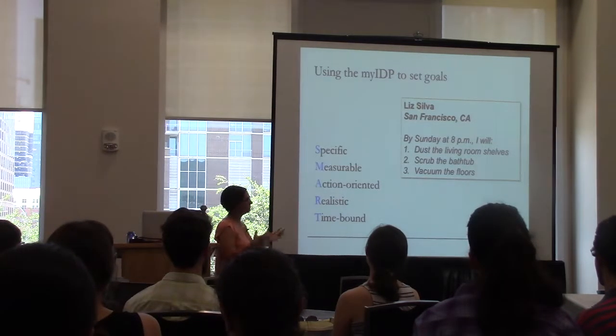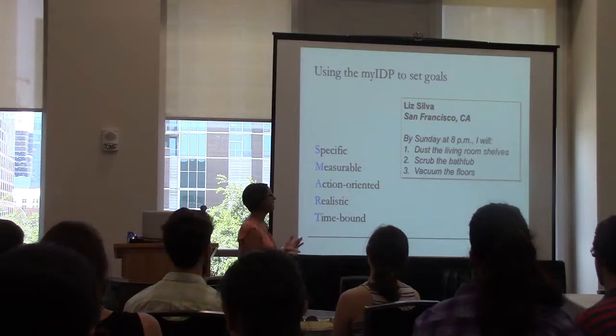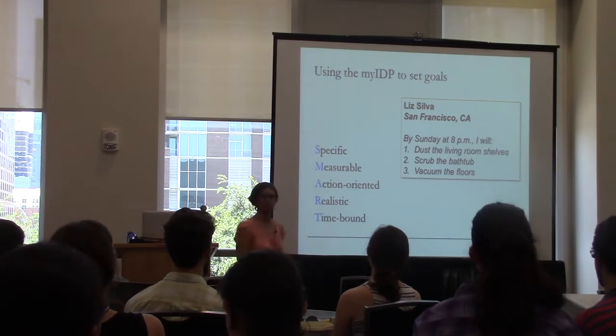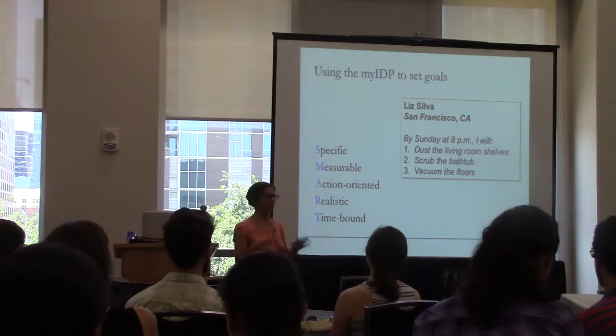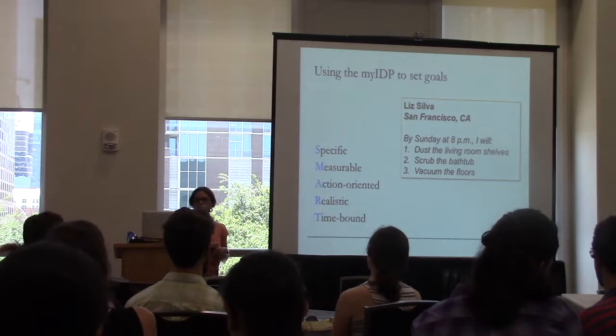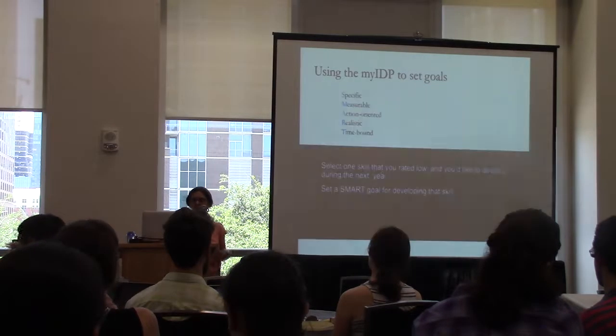But this is a lot better. By Sunday at 8 p.m., I will dust the living room shelves, I will scrub the bathtub, I will vacuum the floors. So this is a really simple example, just to wrap your head around all of the different pieces of specific, measurable, action-oriented, realistic, and time-bound.